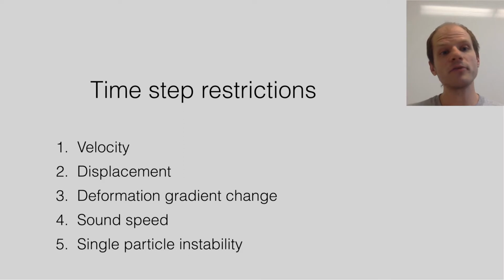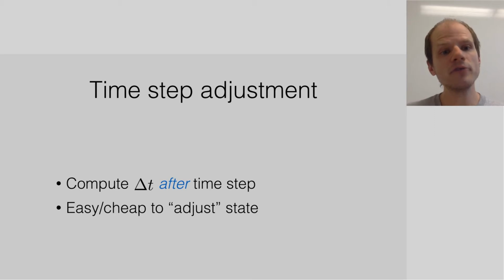In this work, we present 5 time step restrictions, which work very well together and complement each other to keep the simulation stable. We note that for explicit simulation, we can do the time step using one time step size and then adjust the final state as if the time step had been something different. The cost of doing this adjustment is much cheaper than recomputing the time step.